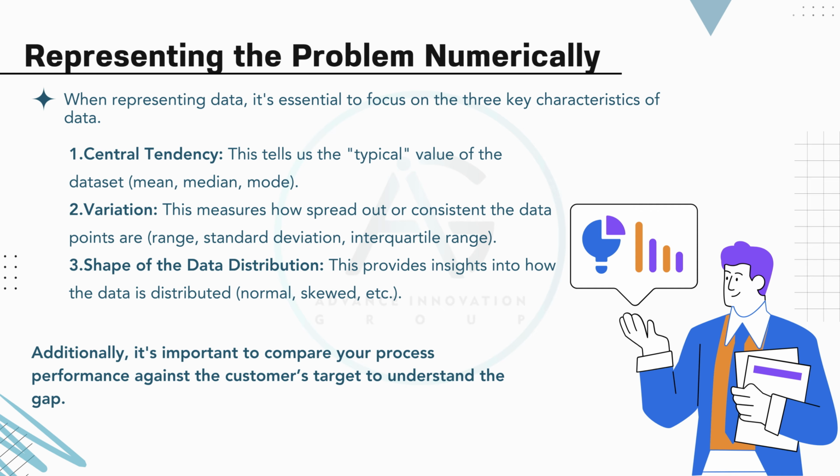Finally, always compare your current performance to your target. If your goal is 30 days to hire, but the mean is 55 with high variation and a right-skewed distribution, the data clearly shows a systemic problem, not just a one-off. This structured, statistical approach makes the problem transparent, measurable, and ready for improvement. It tells decision-makers exactly what's wrong and how far we are from where we need to be.